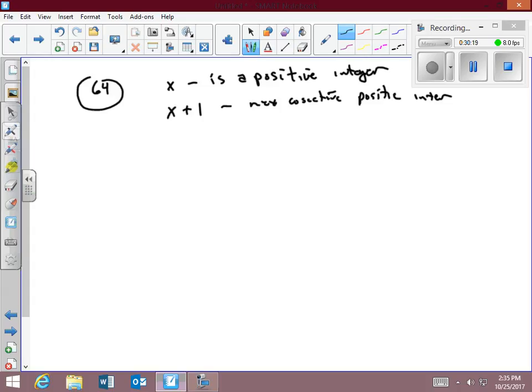Now, read back in the problem. The sum of the squares of two consecutive positive integers is 41. How am I going to write that? Okay, it says the squares, so x squared, right, plus x plus 1 squared has to equal 41. That's what it says, right? X is a positive integer, x plus 1 is the next consecutive positive integer, and the sum of the squares is x squared plus x plus 1 squared.